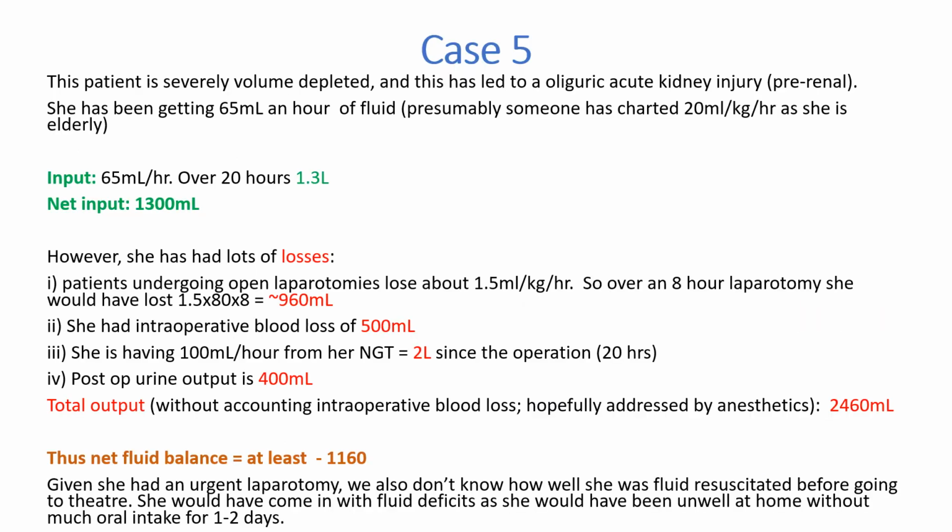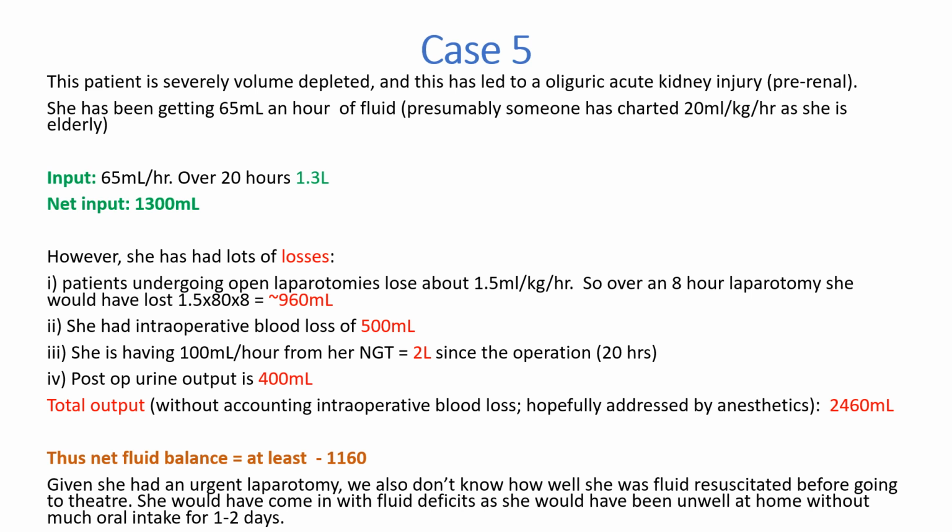So all the evidence suggests that this patient is severely volume depleted, and this has led to an oliguric acute kidney injury, which appears to be pre-renal. Now she's been getting 65 ml of fluid per hour. Someone's presumably looked at her age and charted a reduced amount of fluid per hour, which is somewhat reasonable given that she's an elderly patient.